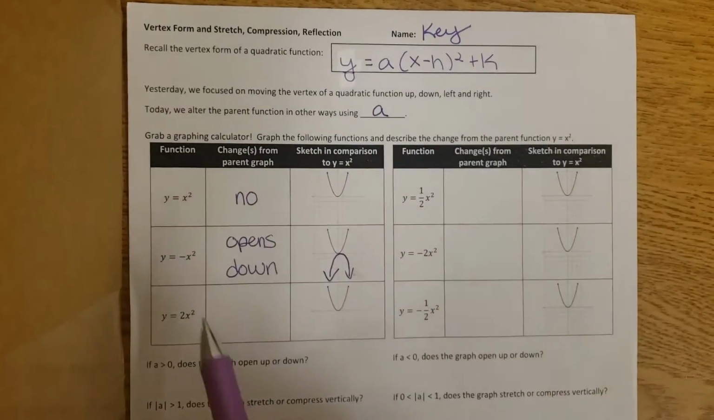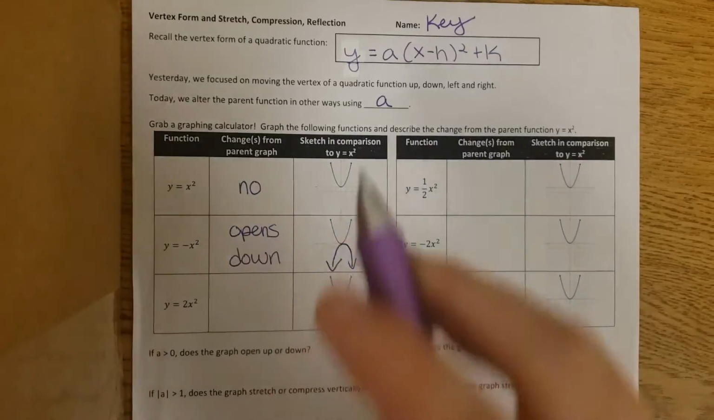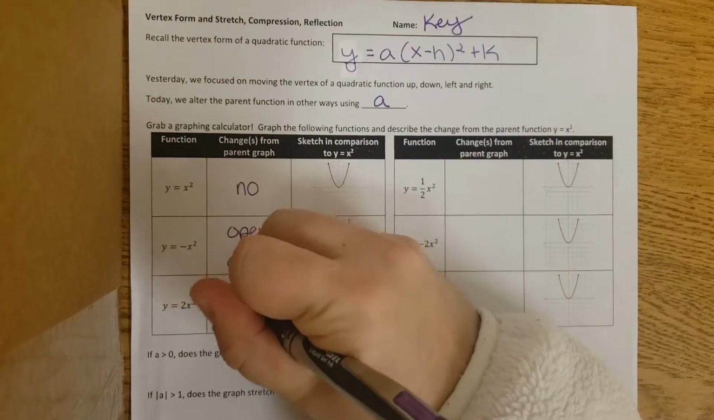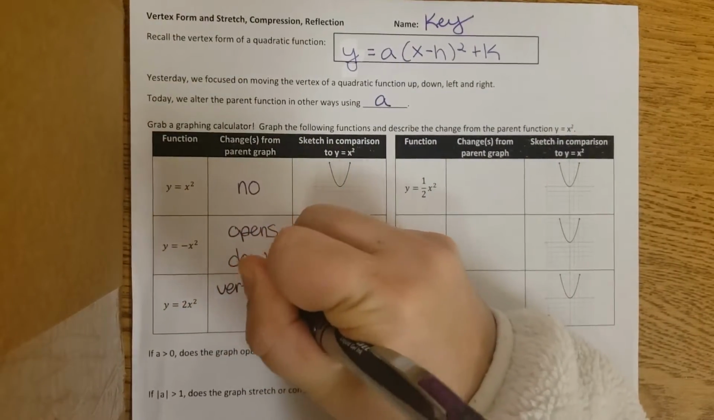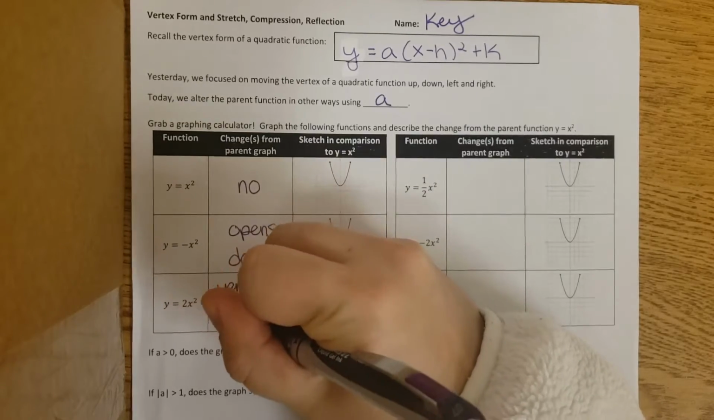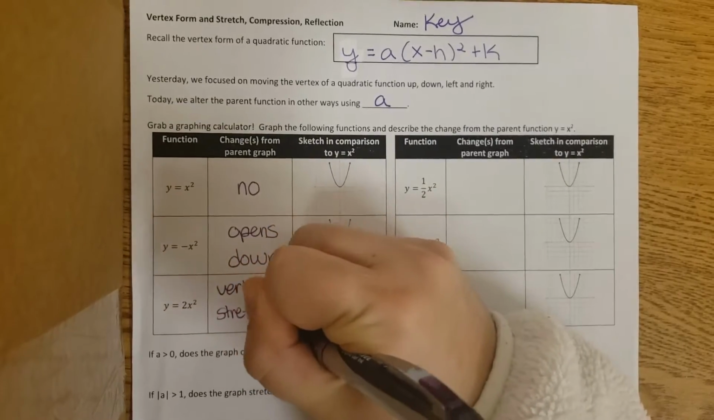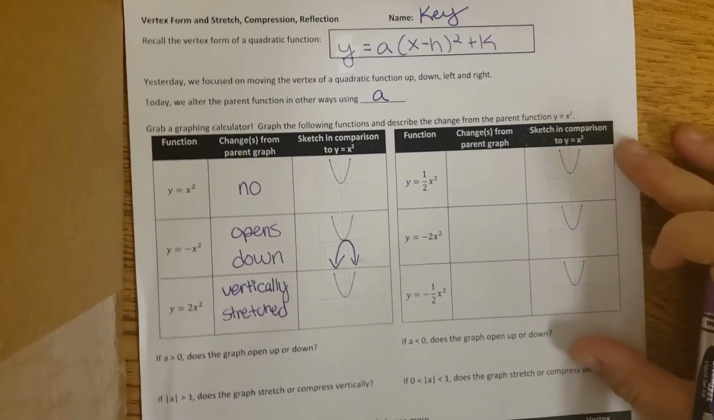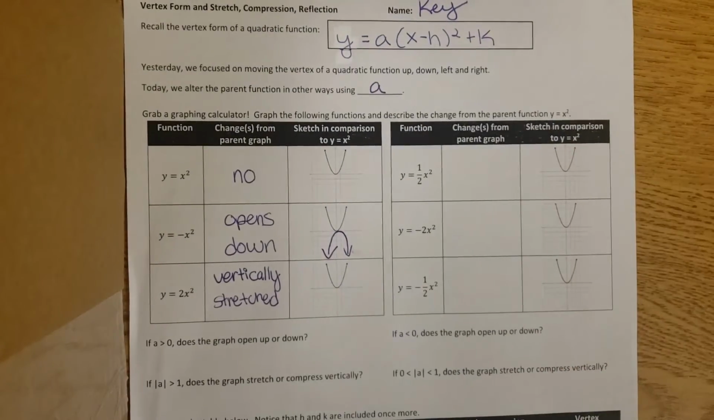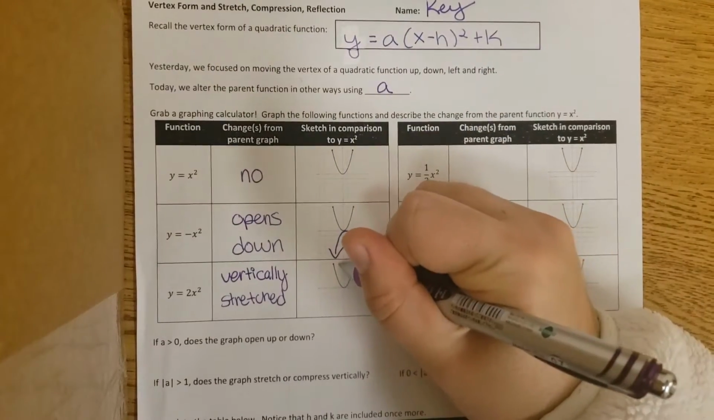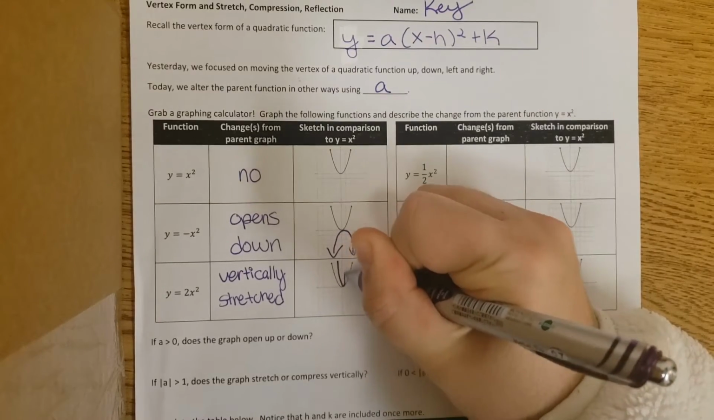Okay. For this one, y equals 2x squared, the change from the original graph is that it is vertically stretched. So when we stretch a graph, we stretch it vertically, in other words, up and down. So think about a rubber band that you're pulling up and down. It gets taller and skinnier, and so does our graph.